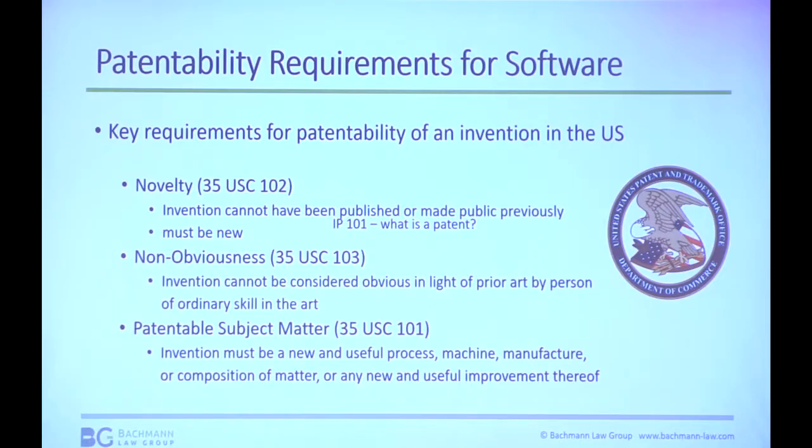So we talked about the patentability requirements for software. I'll go over these just very briefly again. It must be new and novel. It must not be obvious. And it must be patentable subject matter. So it must be some subject matter that's useful or a useful improvement thereof. And that patentable subject matter issue is what has been cited against software.